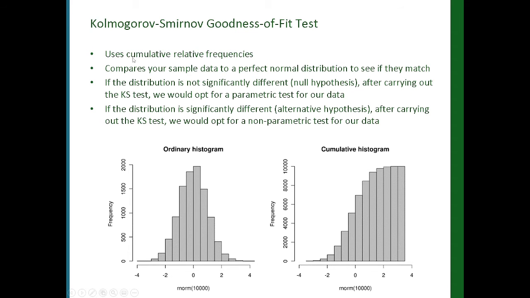So what we do is we use the cumulative relative frequencies in this approach. We compare sample data to a perfect normal distribution to see if they match. So if we've carried out the Kolmogorov-Smirnov test and the distribution is not significantly different, so we retain the null hypothesis and the status quo, we would opt for a parametric test for our data. If the distribution is significantly different, however, so we're rejecting the null hypothesis and accepting the alternative hypothesis, then we would opt for a non-parametric test, okay?